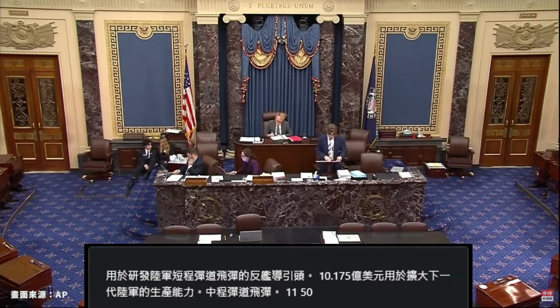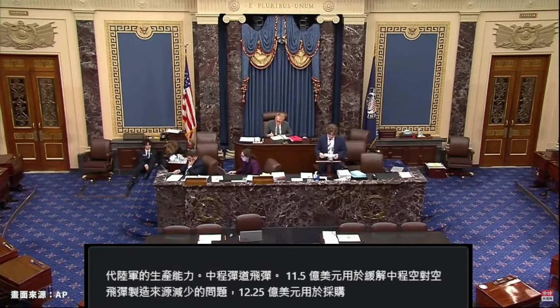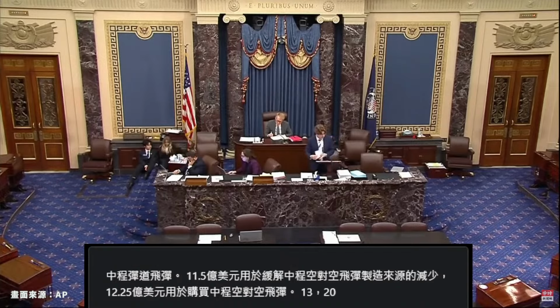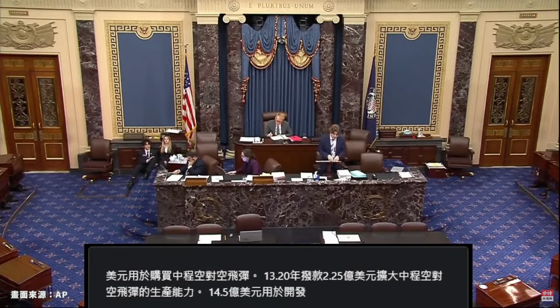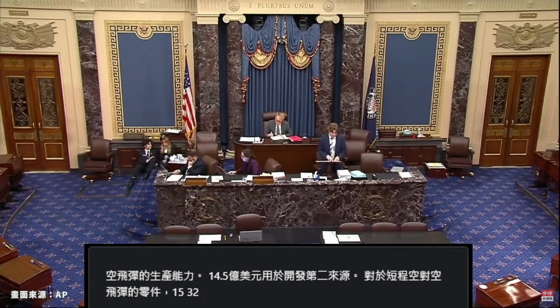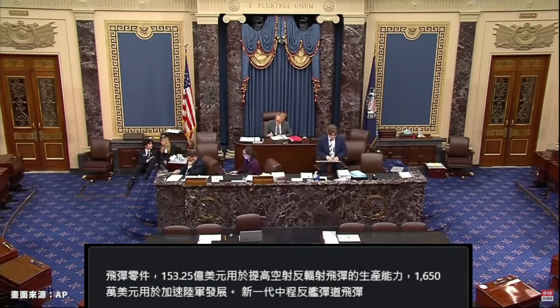13, $225 million for the expansion of production capacity for medium-range air-to-air missiles. 14, $50 million for the development of second sources for components of short-range air-to-air missiles. 15, $325 million for production capacity improvements for air-launched anti-radiation missiles. 16, $50 million for the accelerated development of Army next-generation medium-range anti-ship ballistic missiles. 17, $114 million for the production of Army next-generation medium-range ballistic missiles. 18, $300 million for the production of Army medium-range ballistic missiles. 19, $85 million for the accelerated development of Army long-range ballistic missiles.